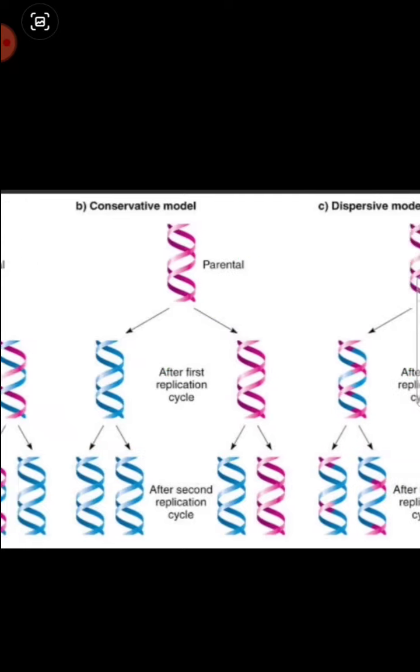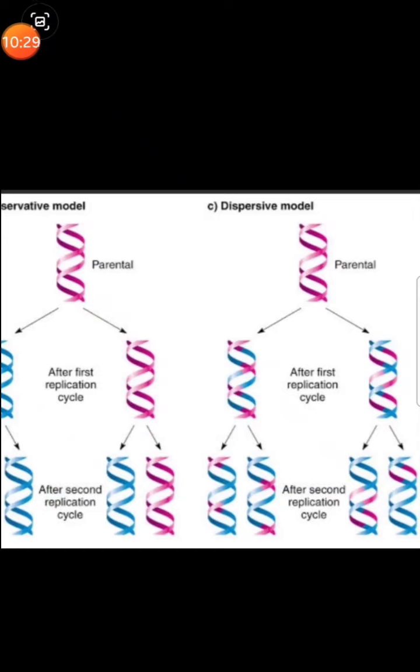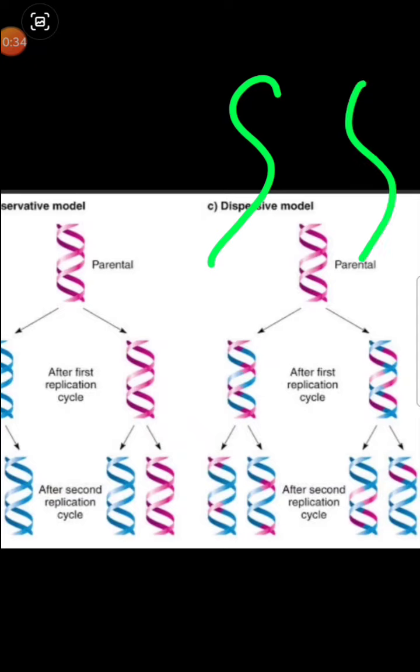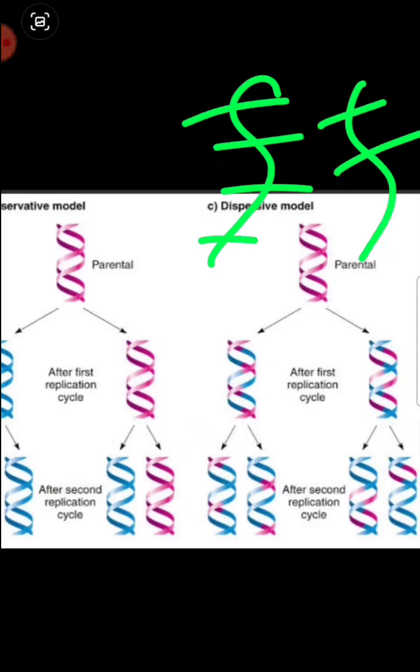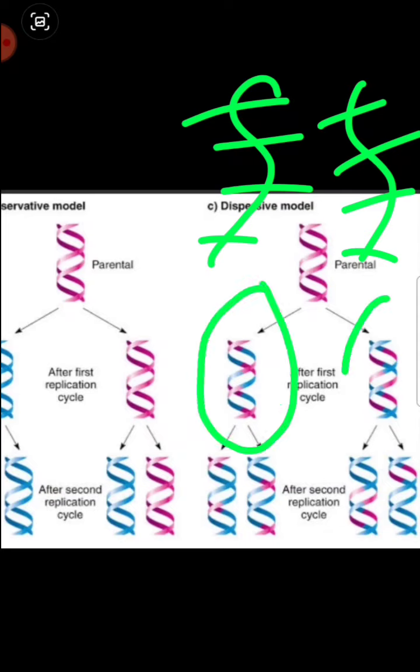Next comes the dispersive model. What does the dispersive model say? It says that both the strands will separate and be dispersed in segments, and all the segments will be distributed in the two DNAs, and even the newly synthesized strand will be in segments. The next generation will also continue like that. This is the dispersive model. This is not for your exam; it is not even mentioned in your syllabus.